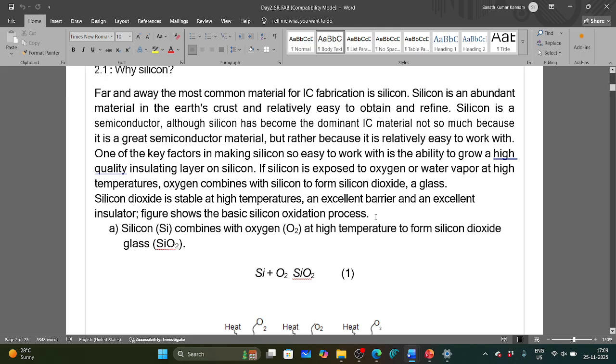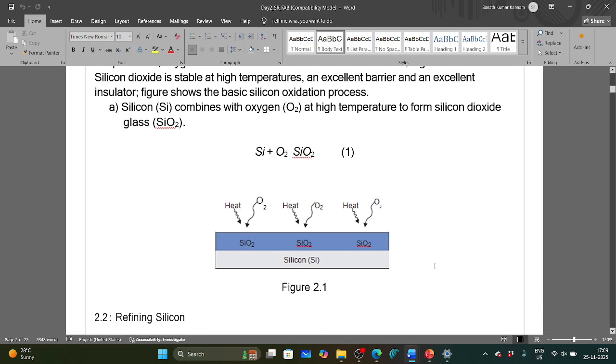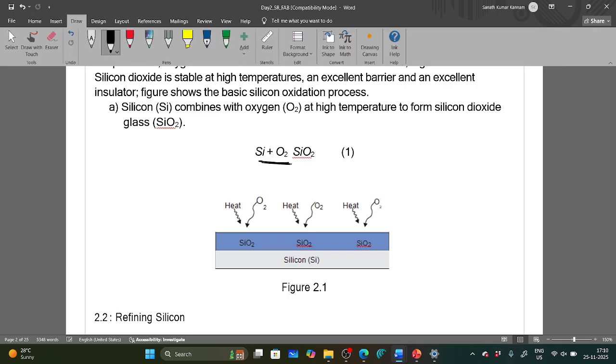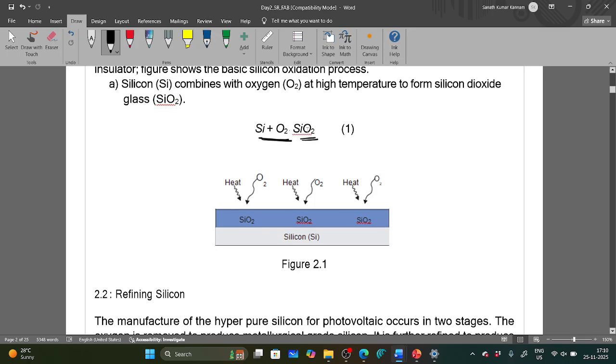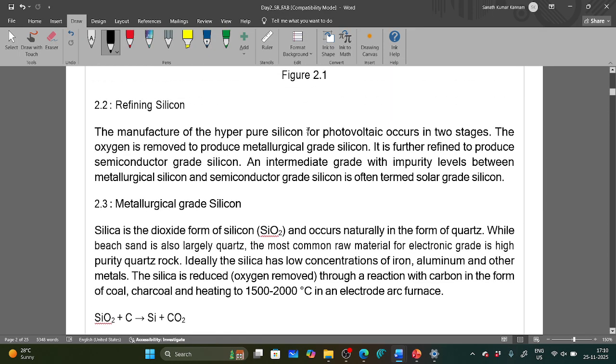Silicon mainly combines with oxygen, and it is basically a hard material, that is glass. When silicon is combined with oxygen at a high temperature, it forms silicon dioxide. Silicon plus oxygen gives silicon dioxide. Next, the refining of silicon.